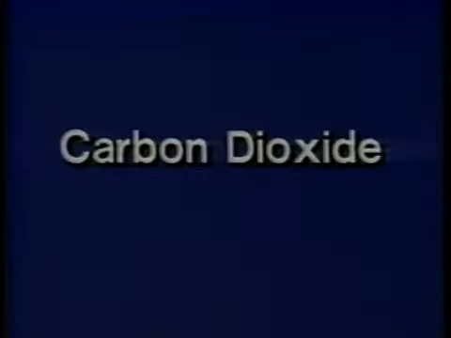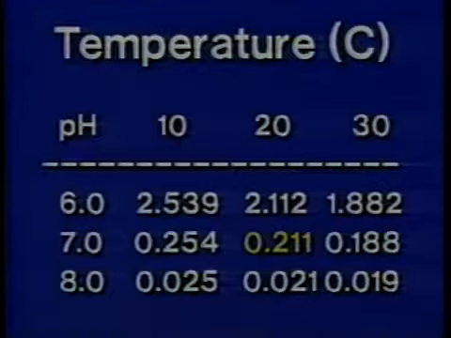Carbon dioxide. Carbon dioxide may also be determined by the kit method. However, a more convenient method is available which is highly accurate. By measuring the pH, temperature, and total alkalinity of the water sample, the carbon dioxide concentration in milligrams per liter may be determined by this table.